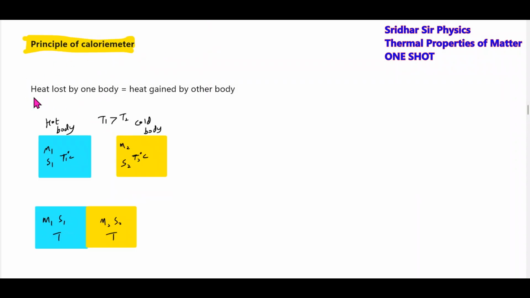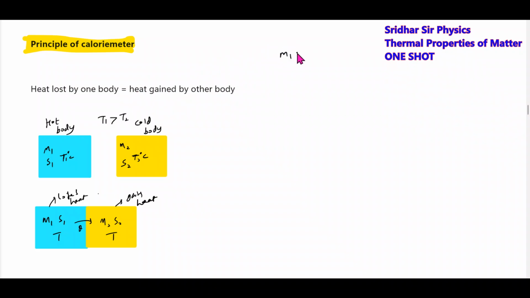Next we have the principle of calorimetry. Heat lost by one body equals heat gained by the other body. This is one basic problem-solving approach we'll be doing. There's a hot body at temperature T1 having mass M1 and specific heat S1. There's a cold body having mass M2, specific heat S2, at temperature T2, with T1 greater than T2. Both come in contact. There will be a flow of heat from the hot body to the cold body. So this body loses heat and this gains heat.